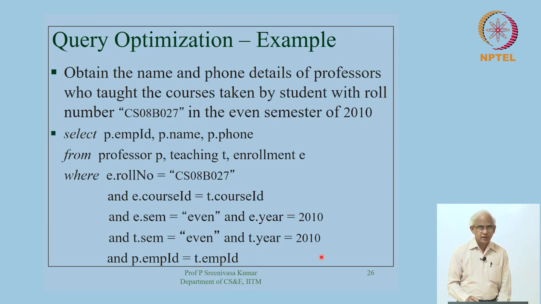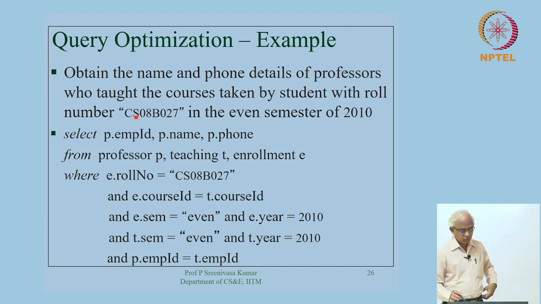Okay. Now, let us take an example and illustrate the heuristic and algebraic optimization ideas with this example. So, read this query. The query asks for names and phone details of professors who taught the course taken by some student with a given roll number in the even semester of some year. So, it is a simple query. So, here is the SQL query for that.